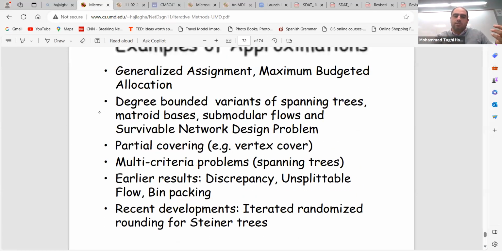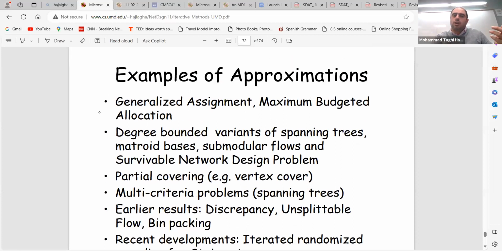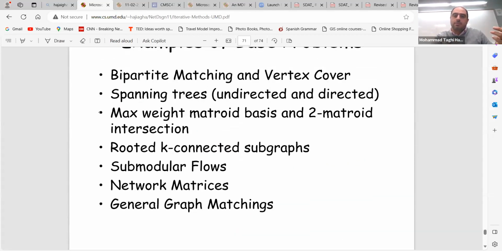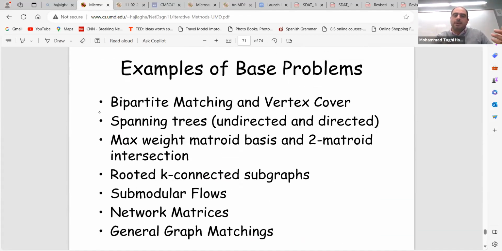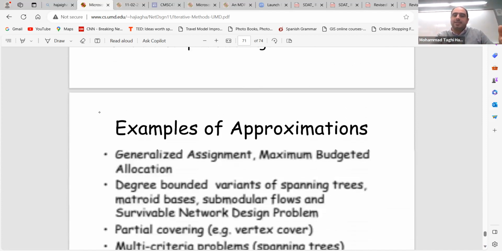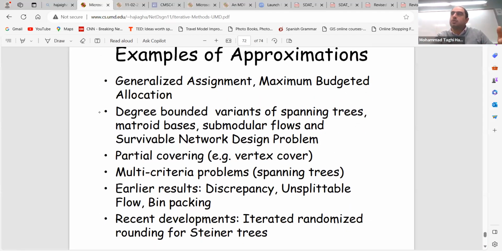And this has so far been used for lots of other problems. You can read about them from the book. The best examples are bipartite matching, spanning tree, and others. These are for base problems, the important problems where you don't relax. And these are for the problems where you can do relaxations, approximation and relaxation: degree bounded, partial, survivable network design with degree bounds, and other things. Lots of problems you can now do.